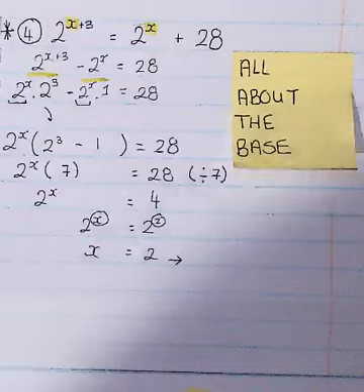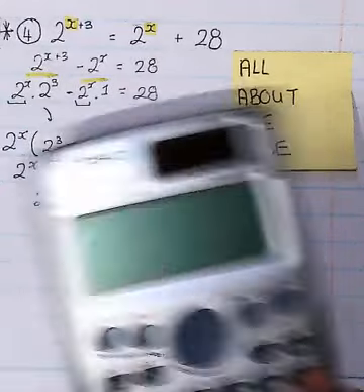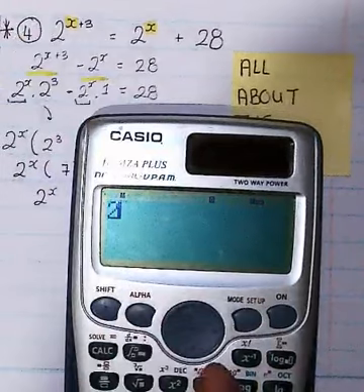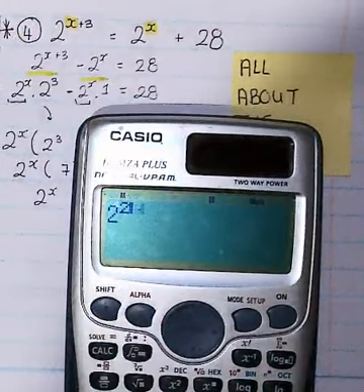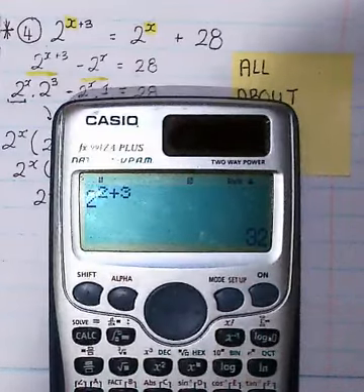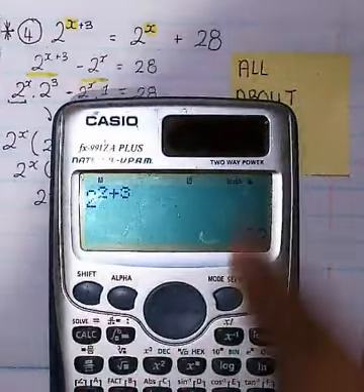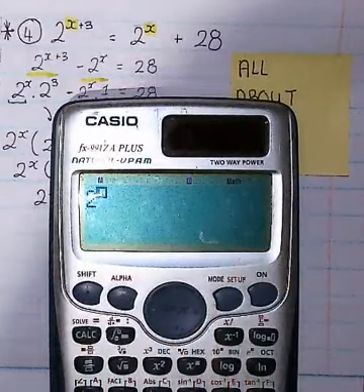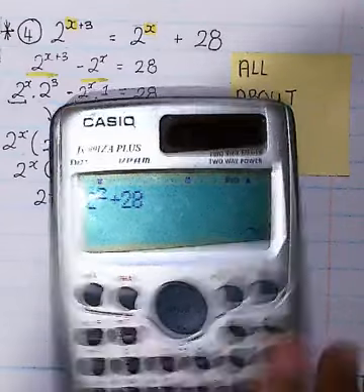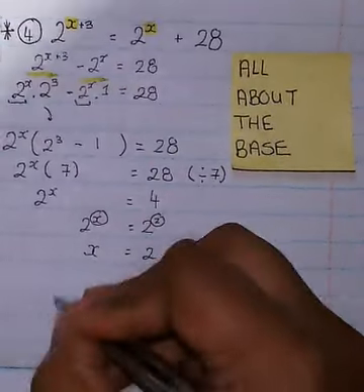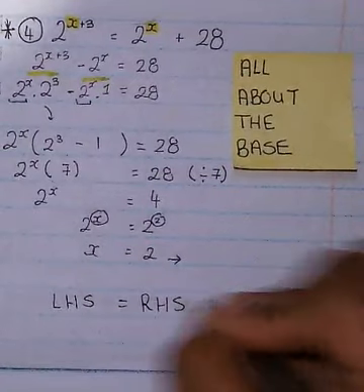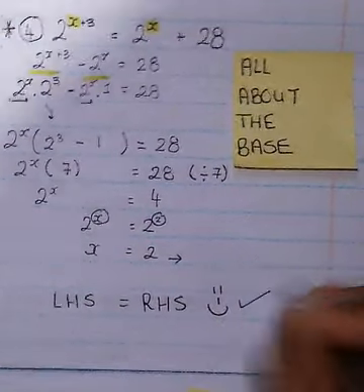Now of course I want to be sure that this is right, so I'm going to go ahead and substitute on the left hand side. So I'm saying 2 exponent 2 plus 3, 32. Keep that answer in mind. I need to get that same answer on the right hand side. So I go 2 exponent 2 plus 28, 32 again. So my left hand side and my right hand side are equal, and that means that our answer that we got here is correct.